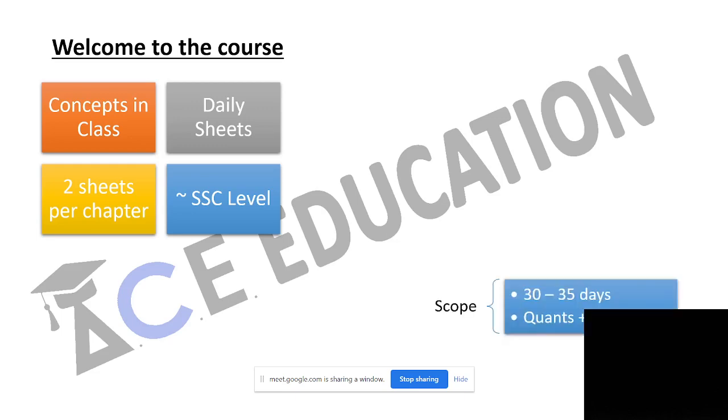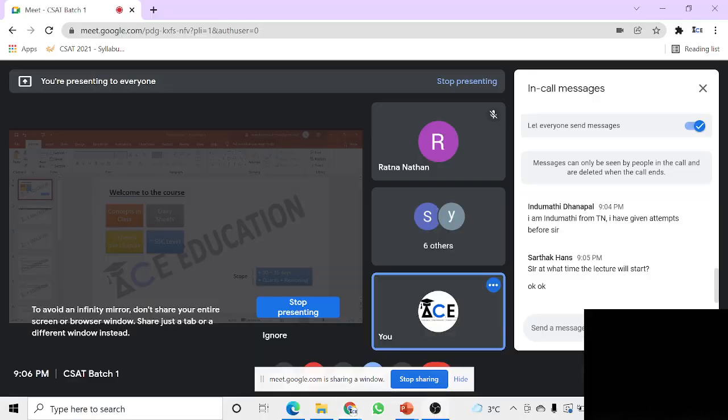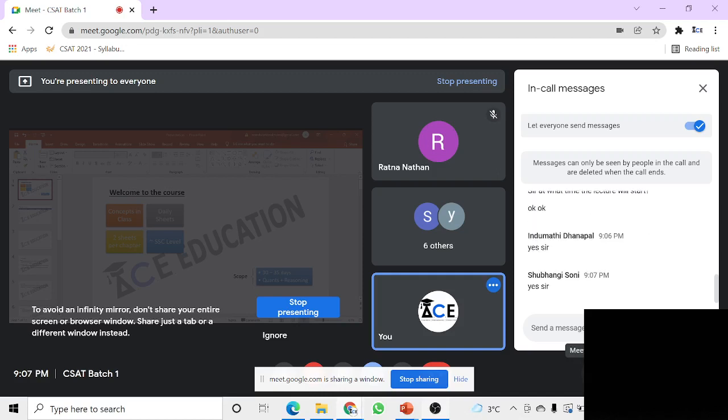And secondly, the scope is we'll do quants as well as reasoning. And the idea would be to complete all of this in 30 to 35 days. If need be, we might stretch to 40, but I think 30-35 is a fairly decent amount of time to do it. Okay, with me everybody till now? Yeah, all right, perfect.